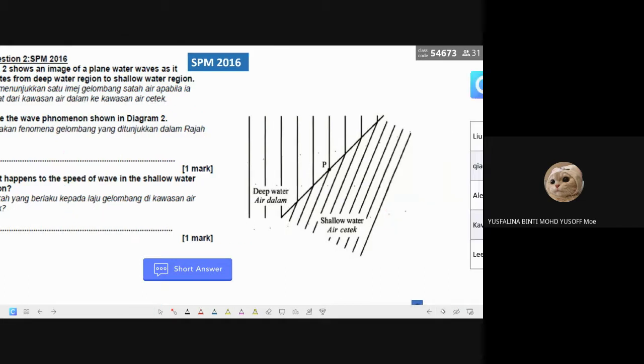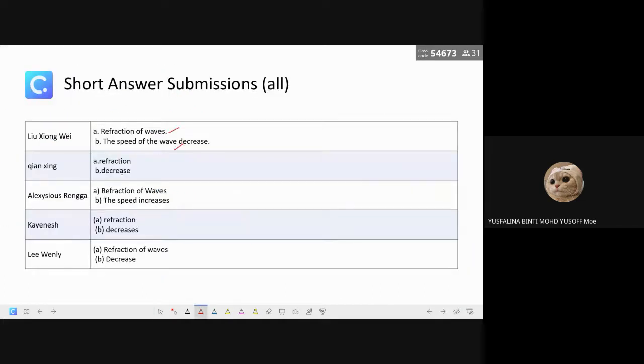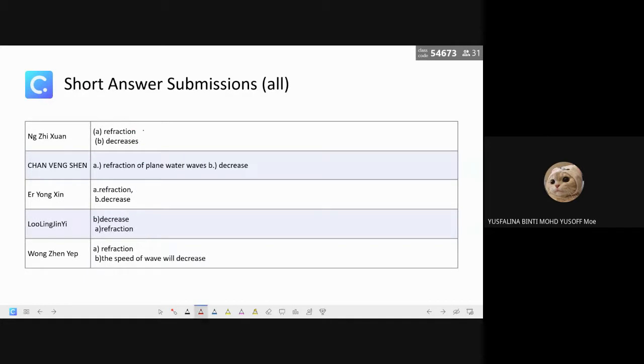So let's see your answer. Refraction, very good, Xiong Wei. Why increase? Why fixed size of slit? A slit is for diffraction, not refraction. If they involve a slit, that one is diffraction, not refraction.